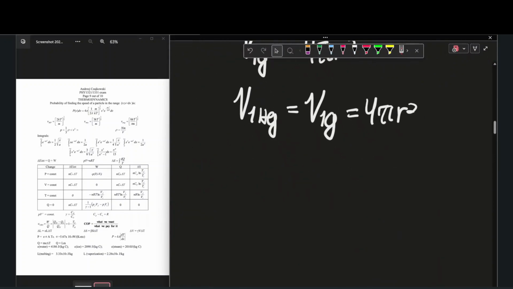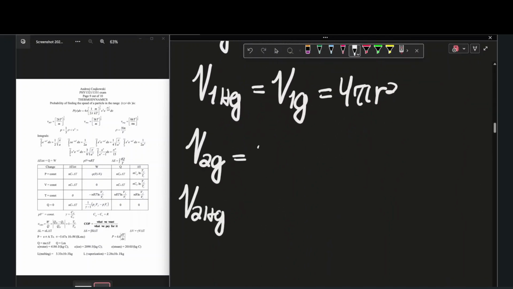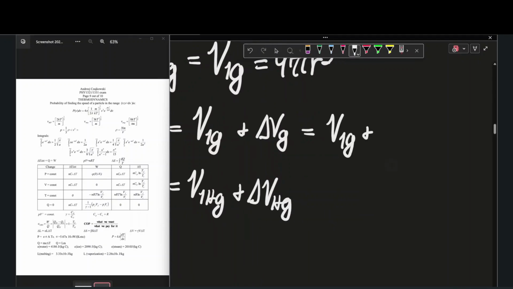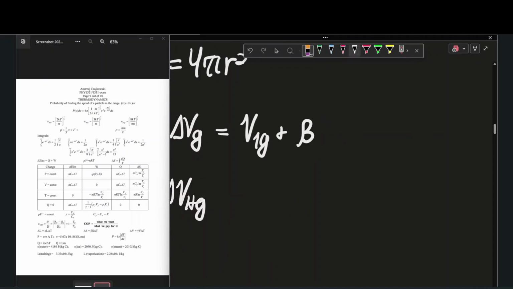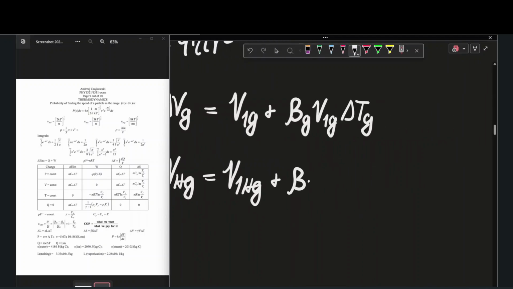Now, of course, we need to make the final statements. So volume 2 of glass, of course, and volume 2 of mercury, right? Now we also know that this is the same as the initial volume of glass, initial volume of mercury, of course, and then plus the respective changes of volume, right? And so that becomes V1 glass plus beta of glass times V1 glass times the change in temperature of glass. Of course, that's the same, but we'll just denote it to be specific. You have V initial of mercury plus beta of mercury times V initial of mercury times the change in T of mercury.